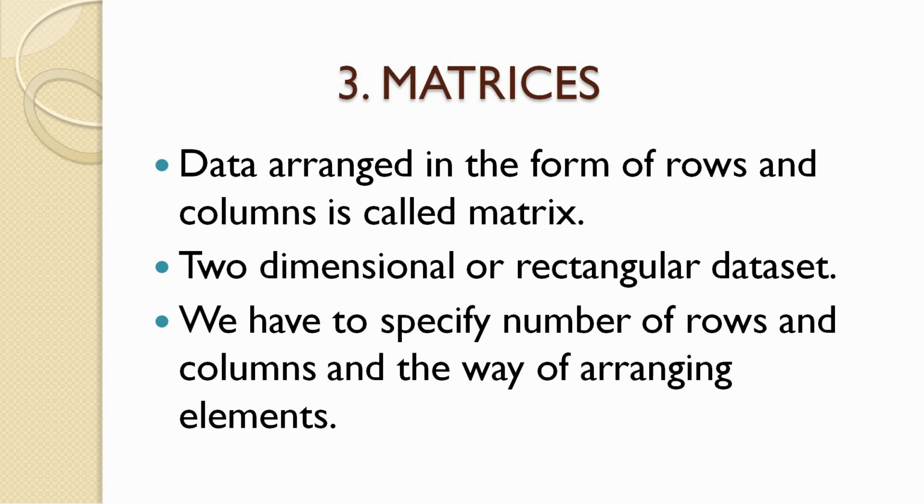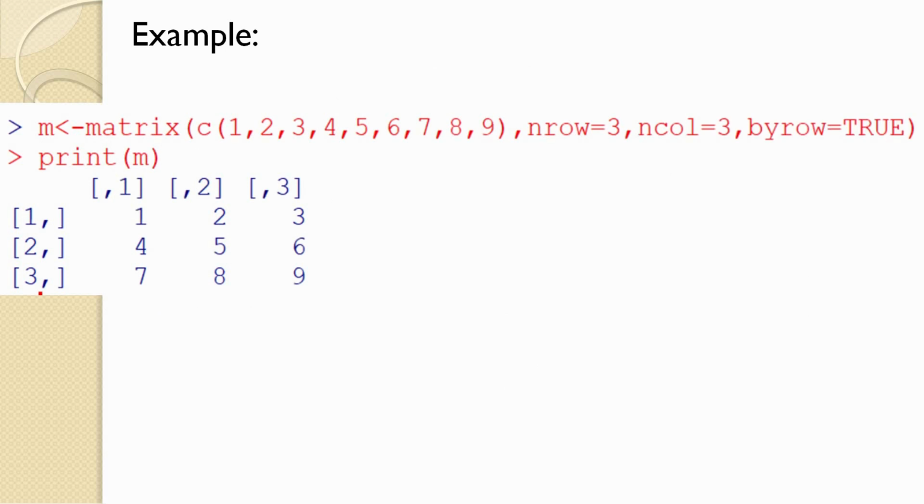If we see an example, here a variable m is assigned with a matrix in which the set of elements are defined in a vector with nrow, which means number of rows equal to 3, and ncol means number of columns is equal to 3, and here we have written byrow equal to TRUE, which means all these elements will be arranged row wise. And if we give a command to print the variable m, then we get the following output.